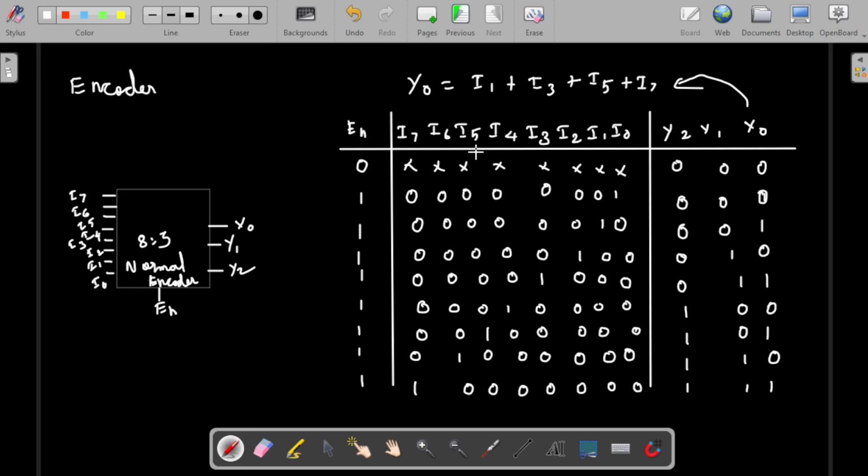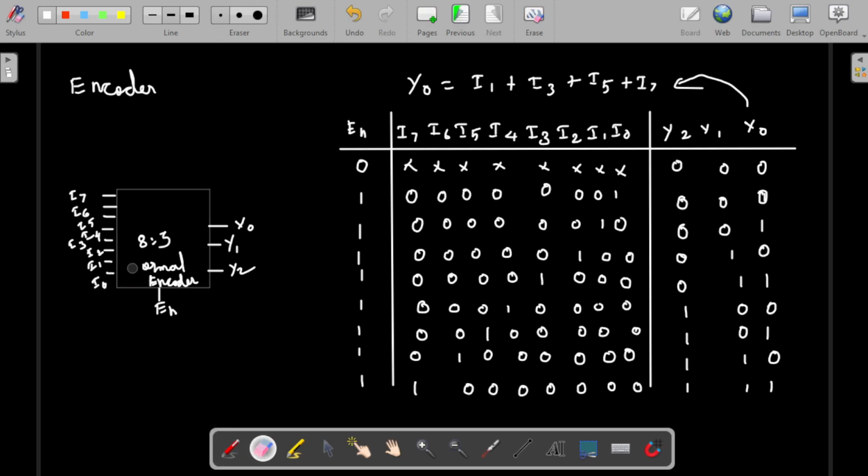Now, if more than one input is 1 at a time, a normal encoder can't work, because all the outputs will be enabled and we may not know which exact number is coming. For example, if this is enabled and this is also enabled, then the output will be confused. Which one to take? If more than one bit is set, we will land in a problem. In order to solve that, we get into something called a priority encoder.